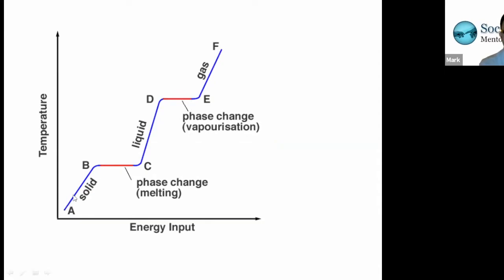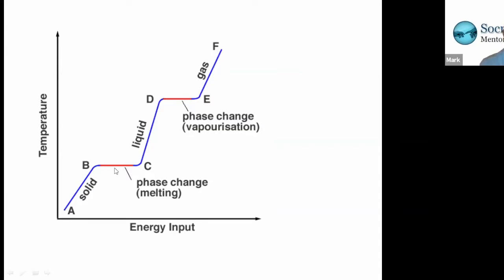That would get us this blue line up until point B. Then the ice would reach 0 degrees Celsius, which is the melting point of ice. And then at this point, it would stop raising temperature, and you would go into this red area, the phase change, which is called melting. During this phase change, you can keep the stove on, and it will still be transferring heat into the ice, but the ice wouldn't change temperature. It would remain at 0 degrees Celsius.